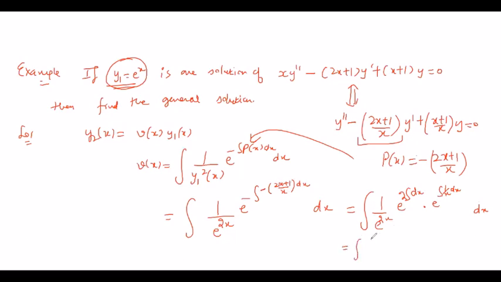So you can do the calculation, it's not difficult. So this is e raised to power 2x into e raised to power log x, dx. So this gets cancelled and you get integral of e raised to power log x. And what is e raised to power log x? It is just x. So what is integral of x? x square by 2.